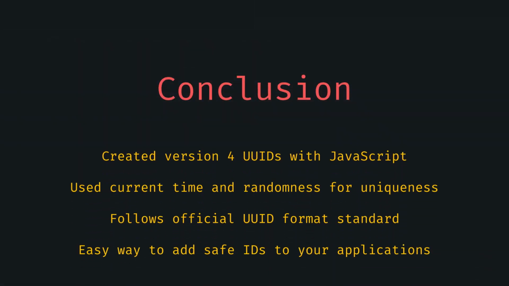So that's a simple and efficient way to generate UUIDs in JavaScript. We've used randomness, time, and format rules to build a valid string. Whether you're working on a small app or a big system, UUIDs are a must-have.